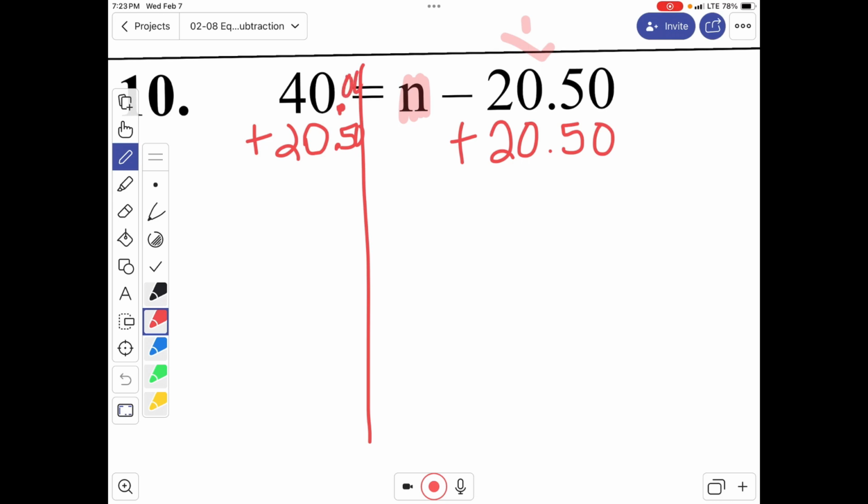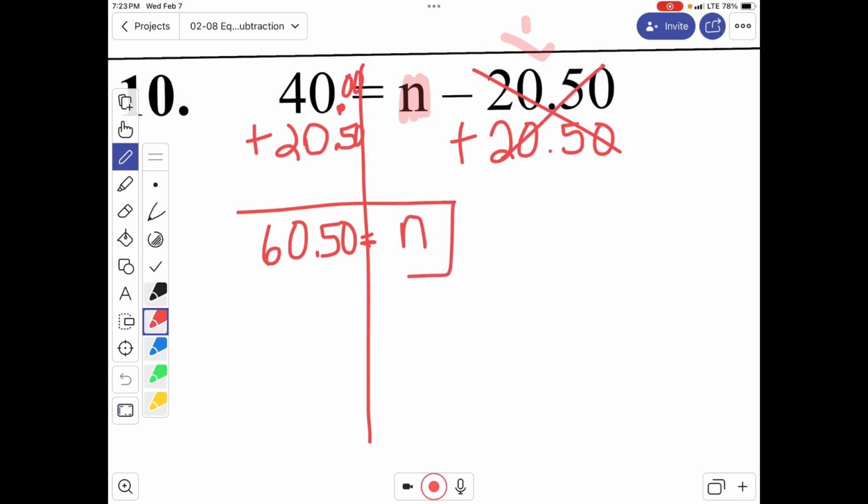So 40 plus $20.50 would make $60.50. Equal sign straight down on the wall. And since these are opposites, they cancel, and on the right is only n.